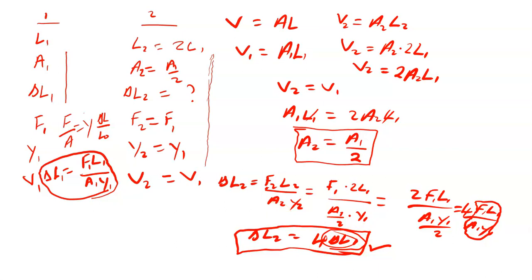The extension in the second wire is just going to be 4 times the extension in the what? First wire. So in short, the extension in the first wire has to be quadrupled for you to find the extension in the second wire. This is what this statement means. So change in L2 is equal to 4 change in L1, meaning the extension in the second wire is 4 times the extension in the first wire.